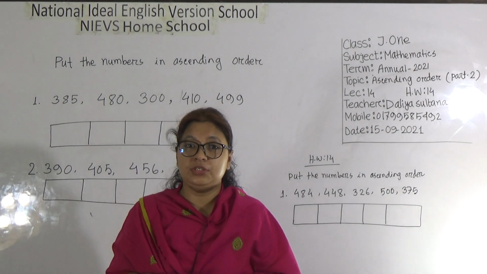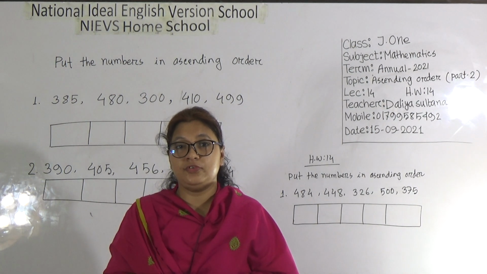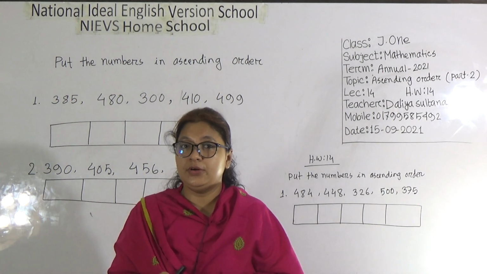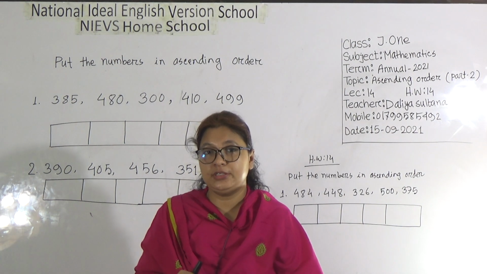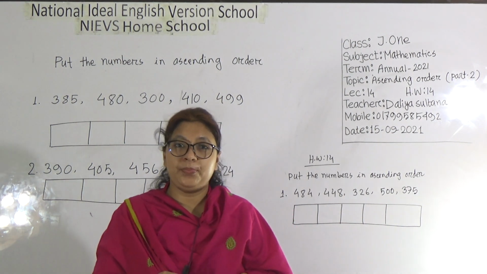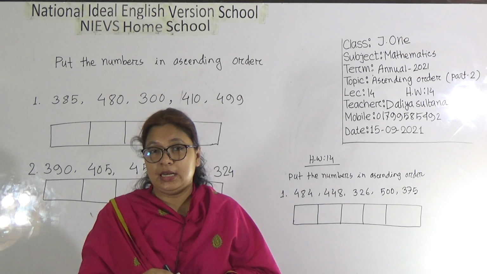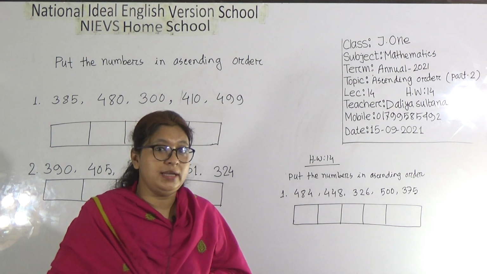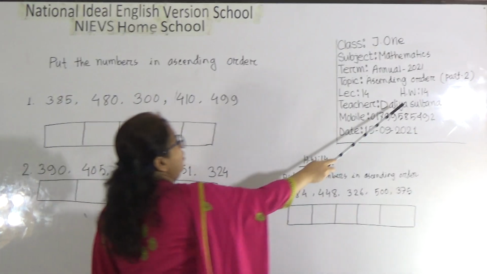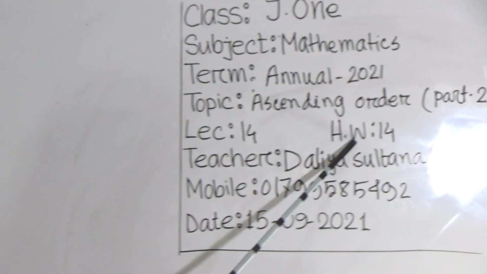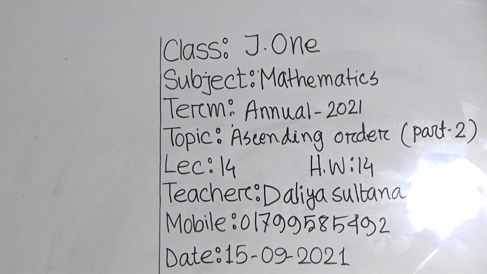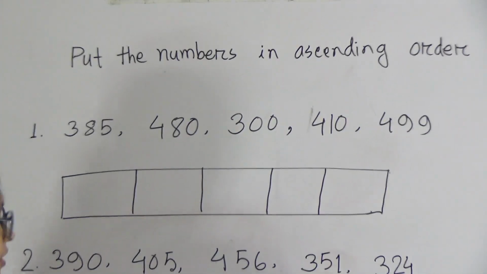Today I would like to take a mathematics class for Junior 1. Dear students, our today's topic is ascending order part 2, and our lecture 14 as well as our homework 14. Now let's talk about our topic. Put the numbers in ascending order.